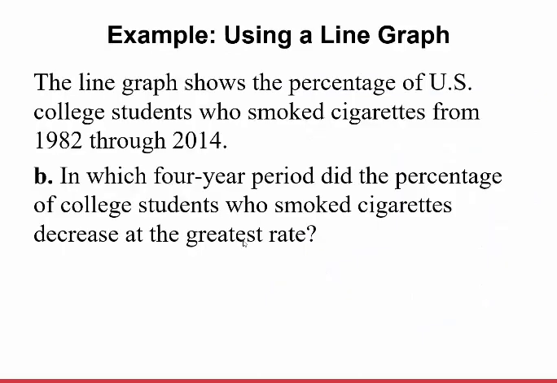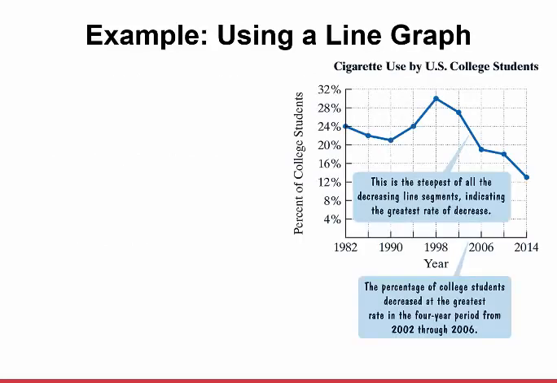Again, we have this line graph that shows the percentage of U.S. college students who smoke cigarettes from 82 to 2014. In which 4-year period did the percentage of college students who smoke cigarettes decrease at the greatest rate? Like what 4 years did it fall the most?